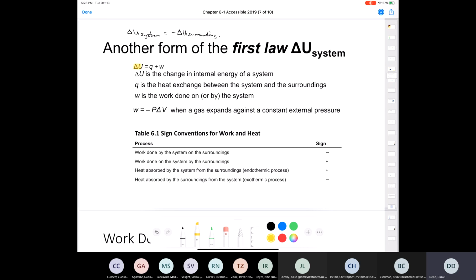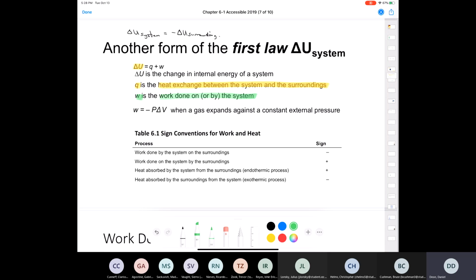The other form is this. The change in energy is equal to Q plus W. What's Q plus W? Well, Q is the heat exchange between the system and the surroundings. Well, that seems reasonable. So Q, the letter Q, I know it might not be intuitive, but Q stands for heat. And then W stands for work. That one's a little bit more intuitive. The work done on or by the system.